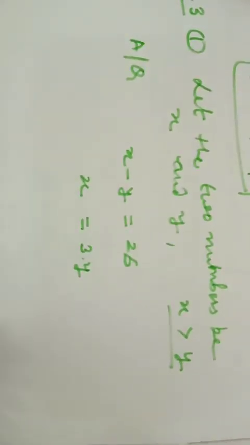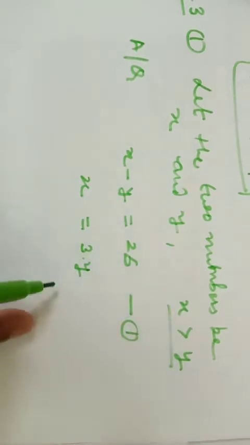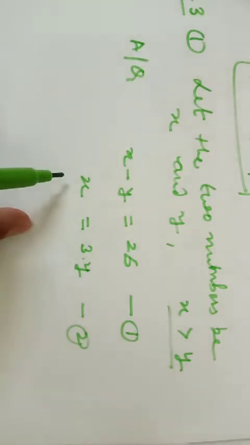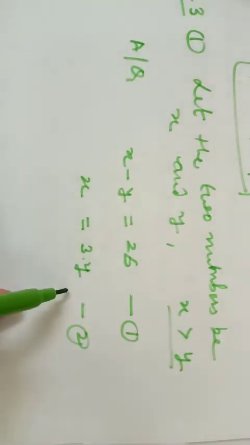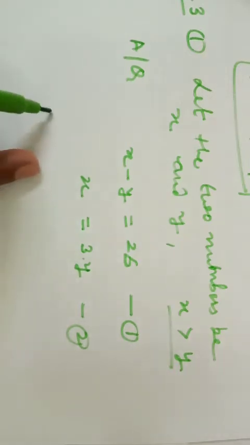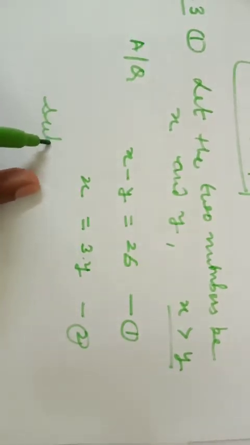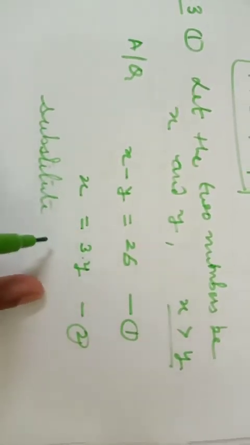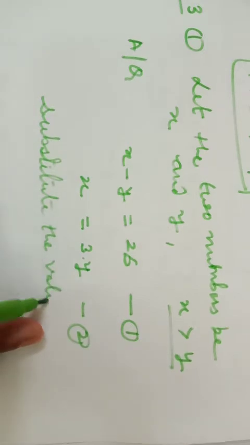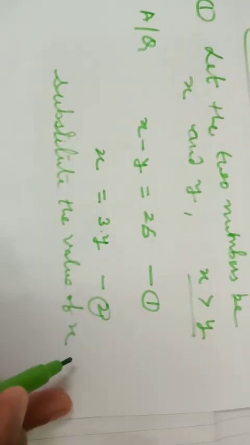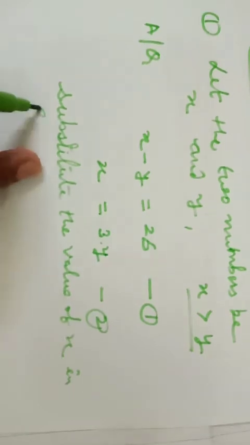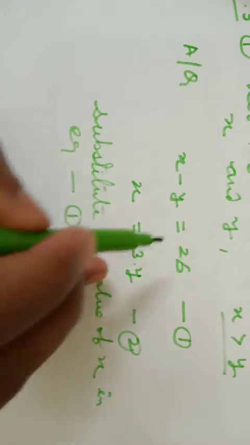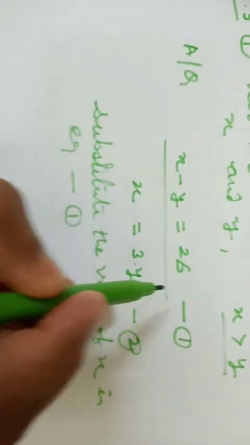In this situation, you have linear equation number 1 and linear equation number 2. Is it clear? And we already have the value of one variable here: x is equal to 3y. So we should substitute the value of x in equation number 1. Equation number 1 is x minus y is equal to 26.